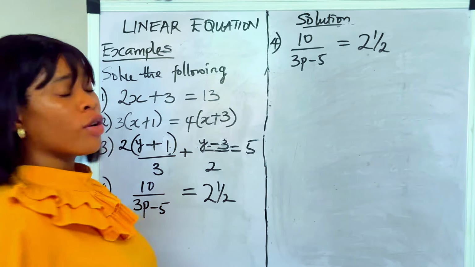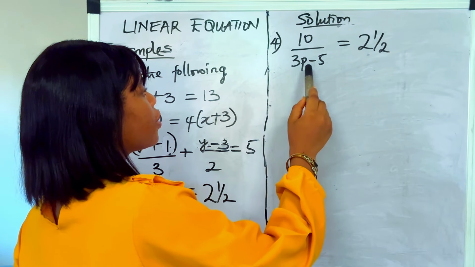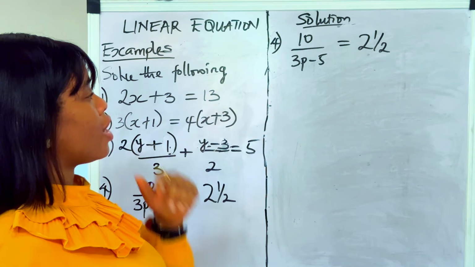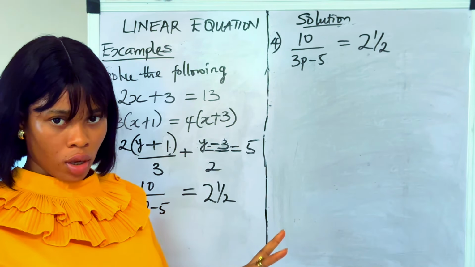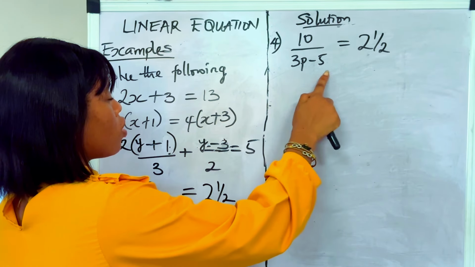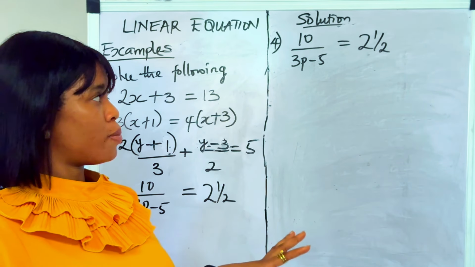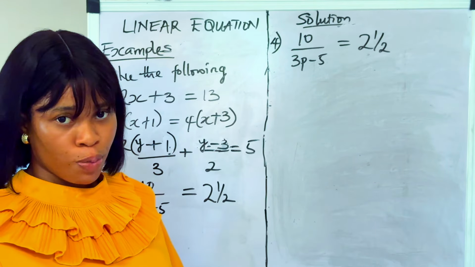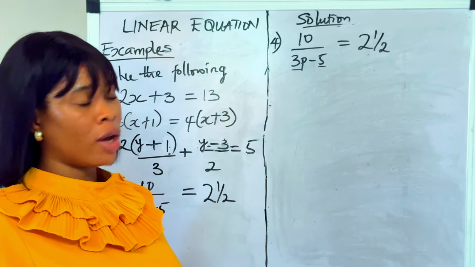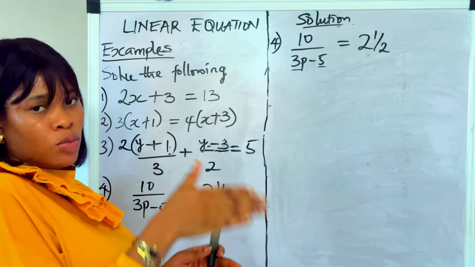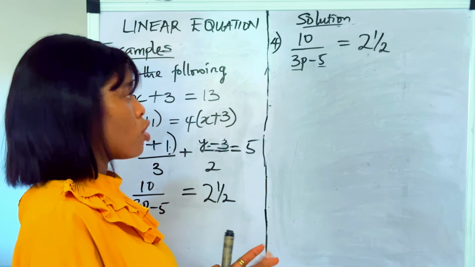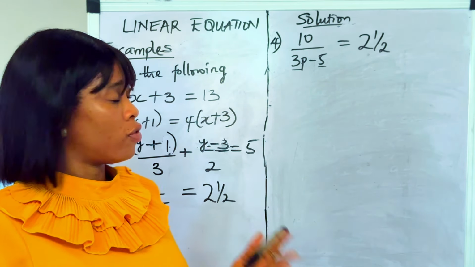Okay, now question 4. We have 10 over 3p minus 5 equals 2 whole number 1 over 2. Now you see that this also is a little different from others. The reason is because the denominator is a binomial. What's a binomial? An algebraic expression with 2 terms, like 3p minus 5. So you see that it's different from others. Now, how do we go about this? It's the same way. It's also an equation involving fractions. So we also solve this as an equation involving fractions.